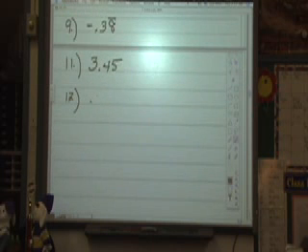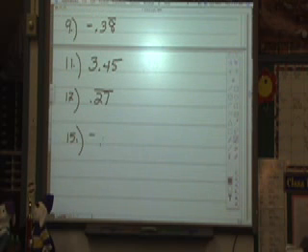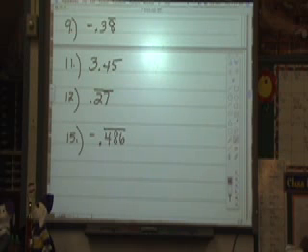0.27 repeating, correct. 15, negative 18/37. Meg, negative 0.486 repeating. What's repeating? All of it or some of it? All of it.